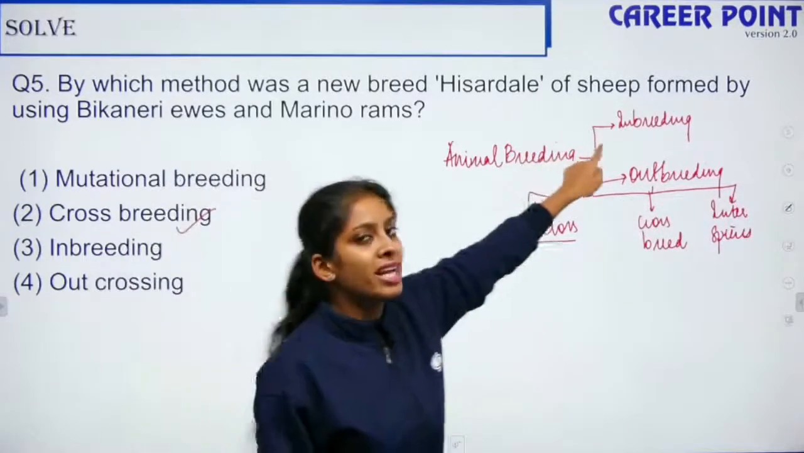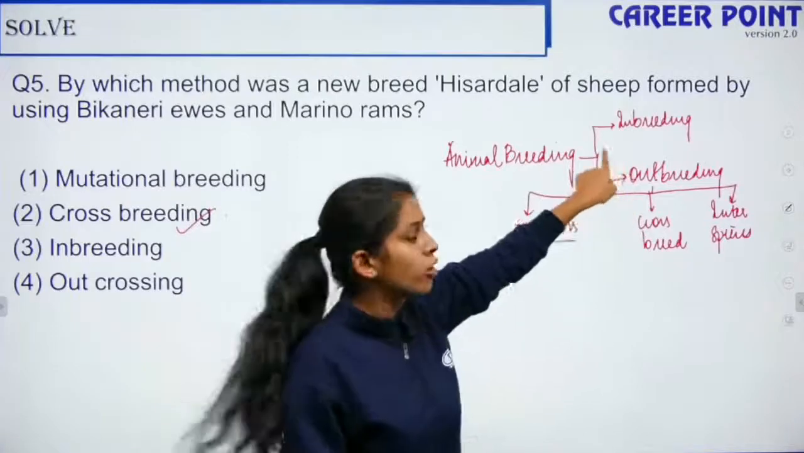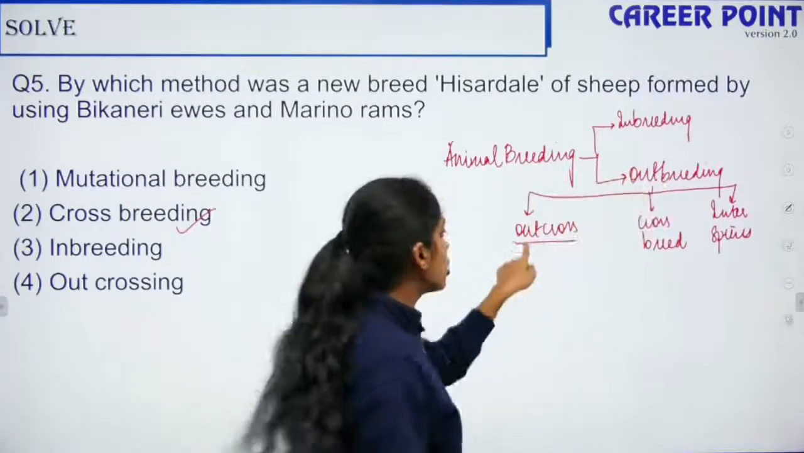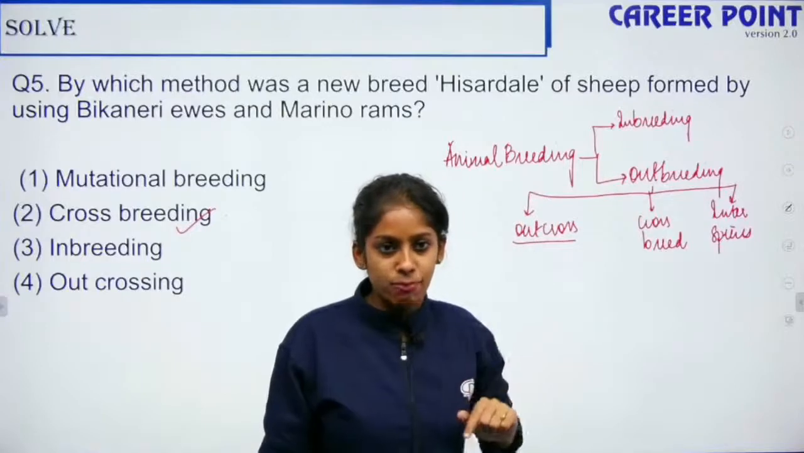Yes, you're right. Inbreeding increases pure characters, but it also leads to inbreeding depression. So outcross overcomes the inbreeding depression.